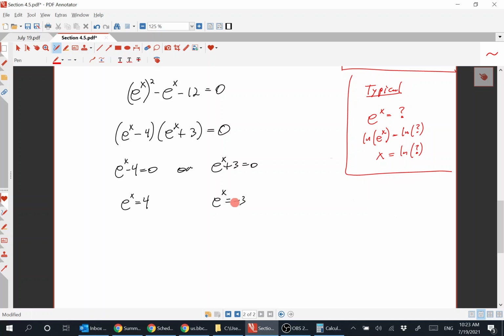But what's wrong with this one here? What's wrong with this one here? So e to the x equals 4, that's fine. Natural log of e to the x equals natural log of 4. So this means x is natural log of 4. So that's good. But what about this one?